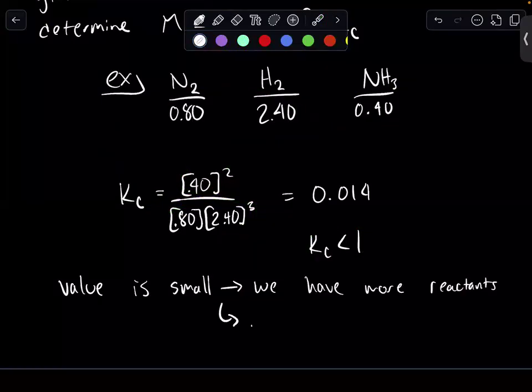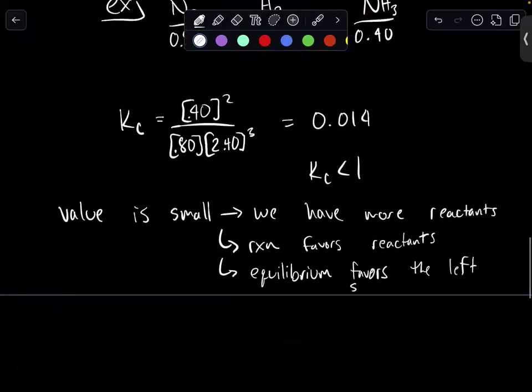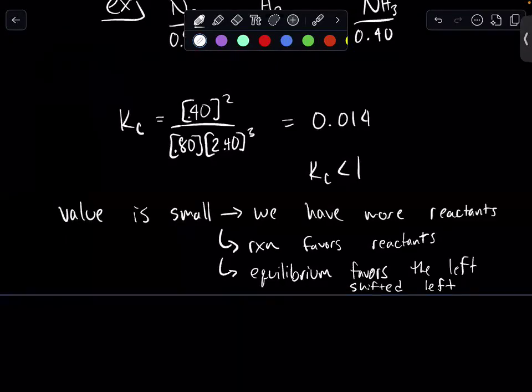We could also say the reaction favors reactants. Another way we could say this is that the equilibrium favors the left. We may even say the equilibrium is shifted left. So towards our reactants. Our equilibrium mixture is favoring the reactants.